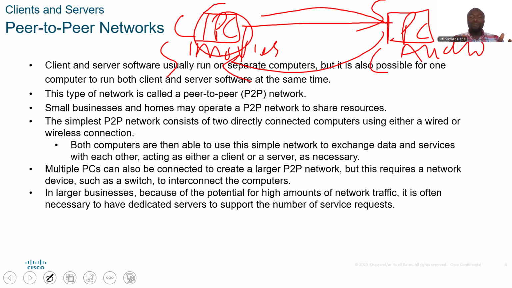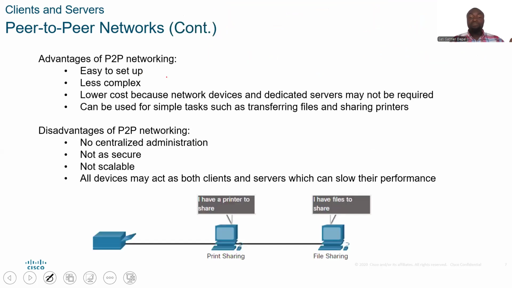So the whole idea of a network is just to share resources. You want to share files, you want to share resources and things like that. So you establish a way you can connect amongst yourselves. And that is it. The simplest P2P network consists of two directly connected computers using either a wired or wireless connection. Both of them can be client and can be server.